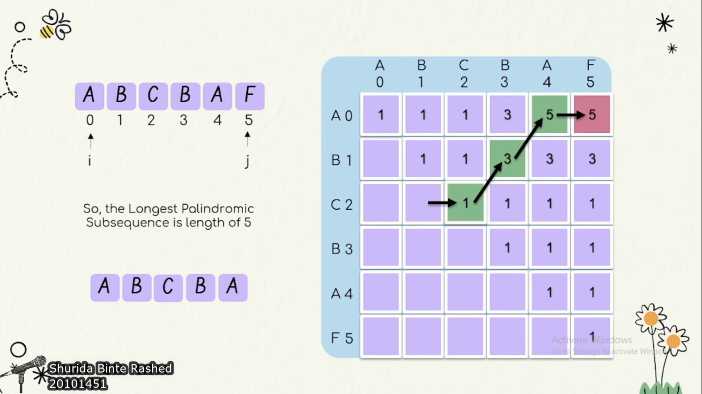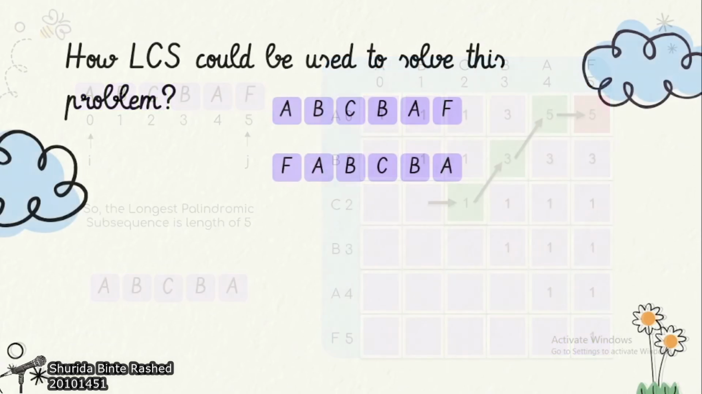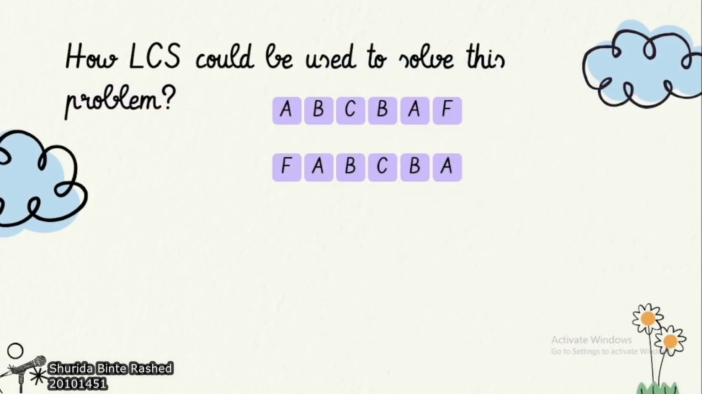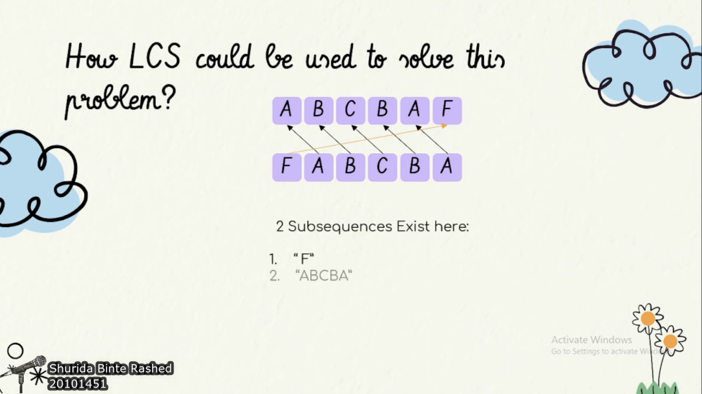However, implementing the code of this can be quite tricky. There is an easier way to find the main sequence. For that, we can use the LCS or longest common subsequence algorithm. Here we can see that if we try to find the common subsequence between a string and its inverse, we get 2 sequences, and the largest one is actually the LPS.